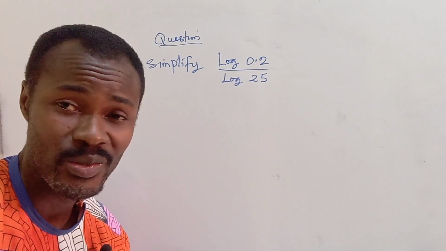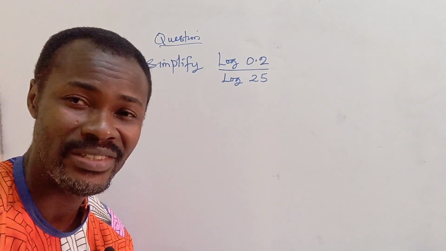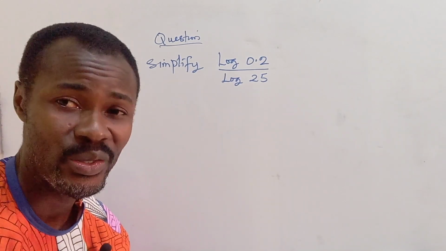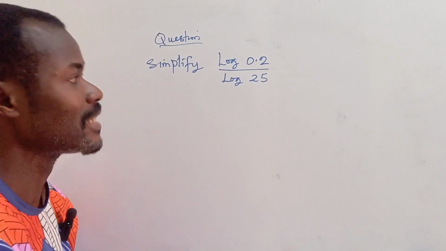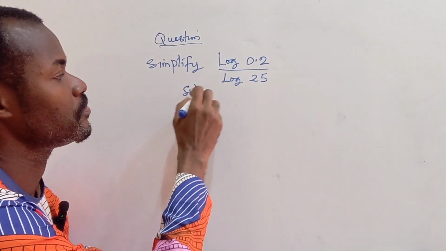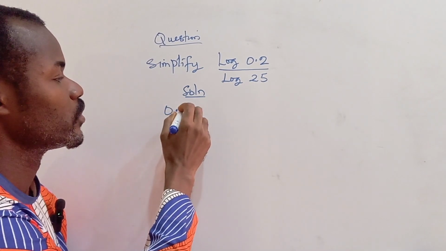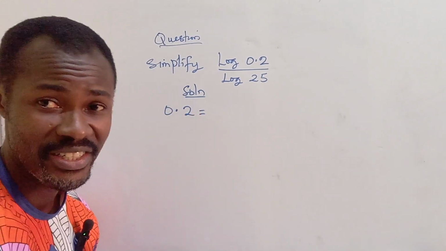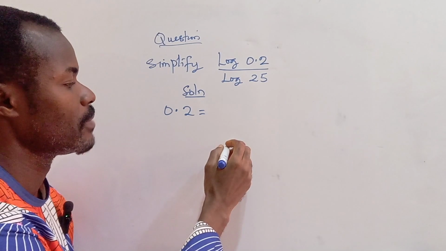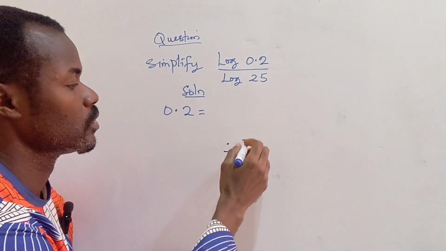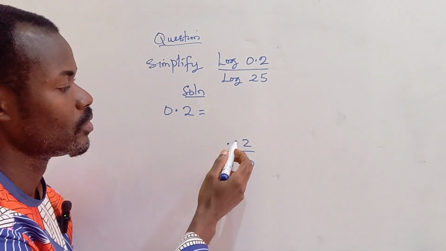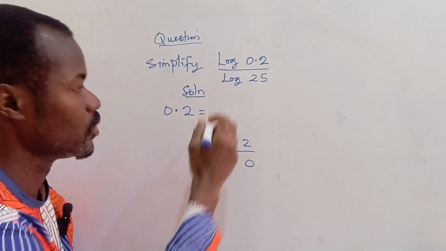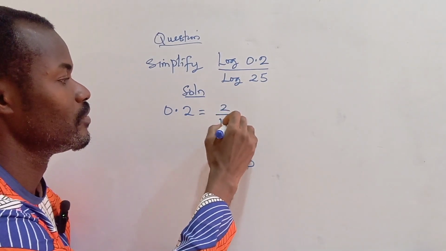So let's go right into today's question. We have to simplify log 0.2 divided by log 25. So it's as simple as this. Our solution: first of all, 0.2. We want to change this into a fraction. Remember, the point means 1, so 2 means 0. So we are going to take out the decimal, and we have this as 2 divided by 10.